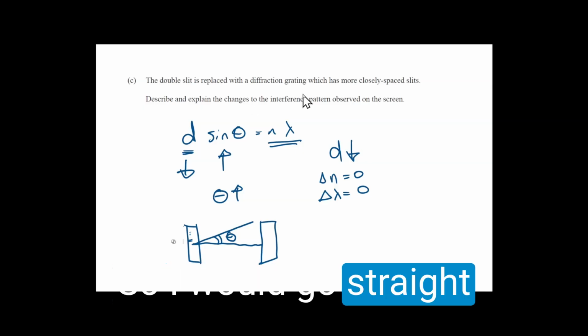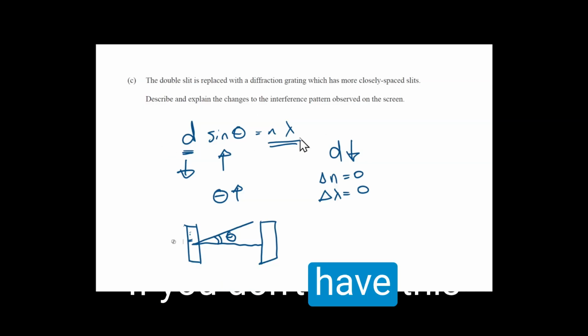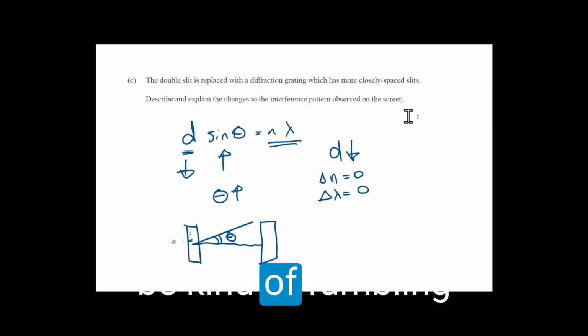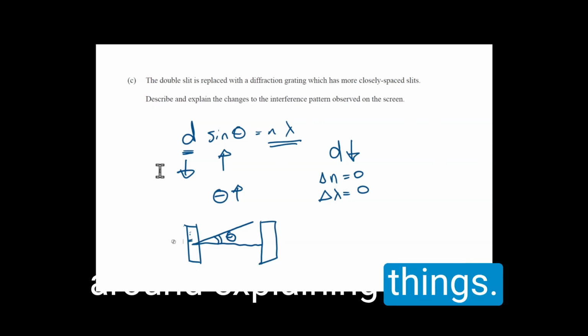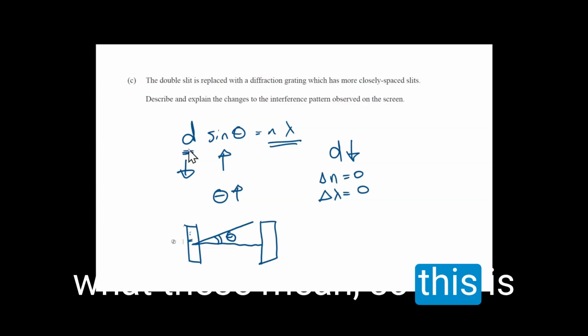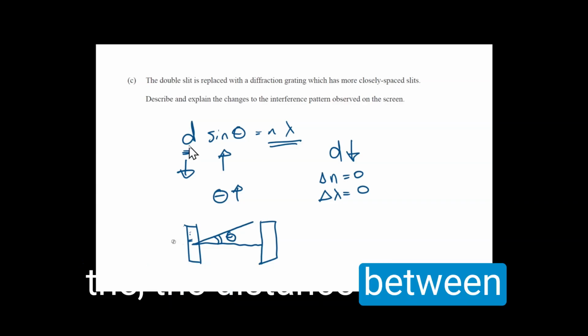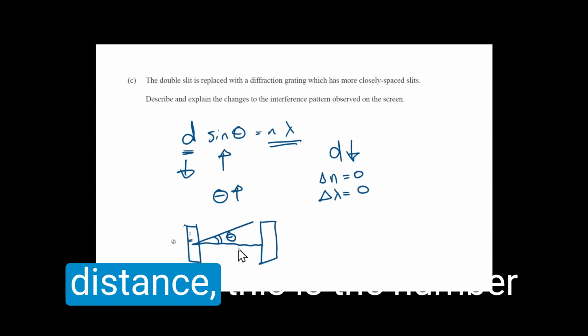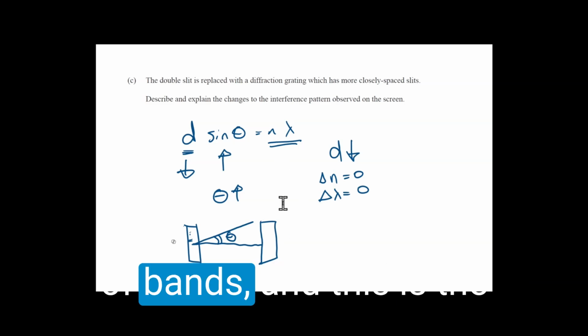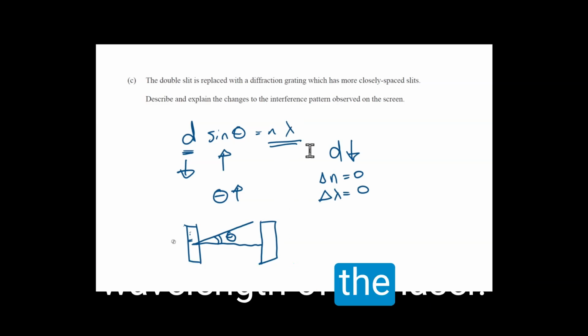So I would go straight to this equation. If you don't have this equation, you're going to be kind of fumbling around explaining things. But if you know what these mean, so this is the distance between the gratings, this is the number of bands, and this is the wavelength of the laser.